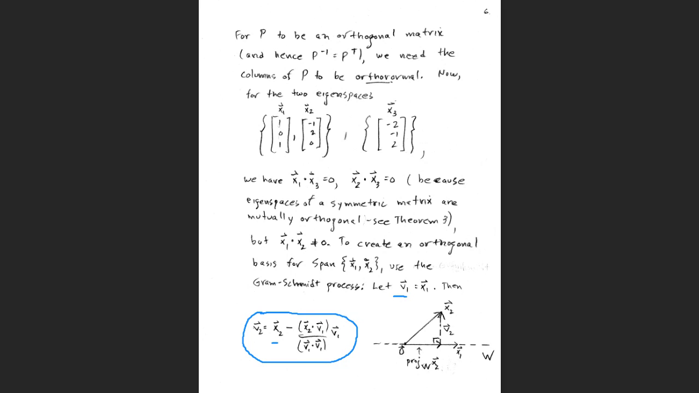So this here is the projection of the vector x2 onto subspace W. One way to do this is to write it like this: v2 equals x2 minus the projection of vector x2 onto subspace W, and then go from there to here.